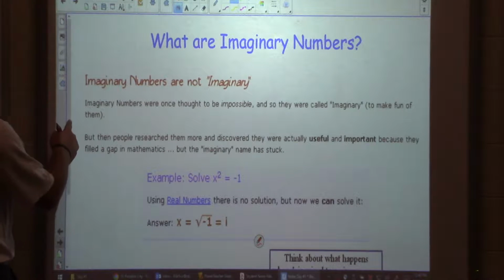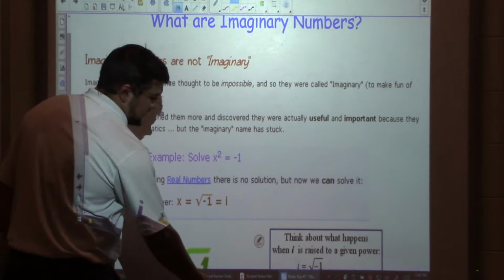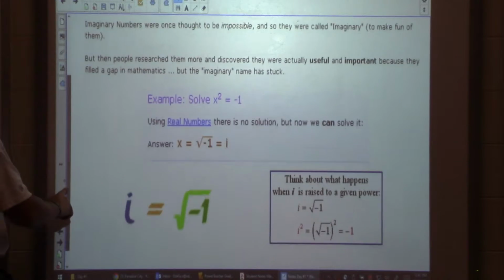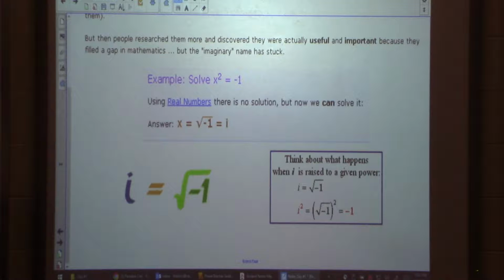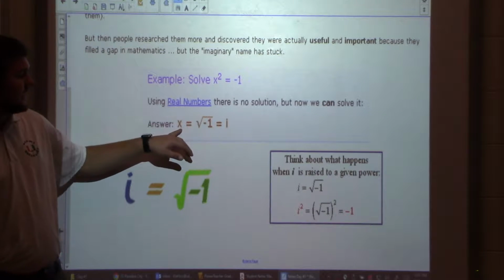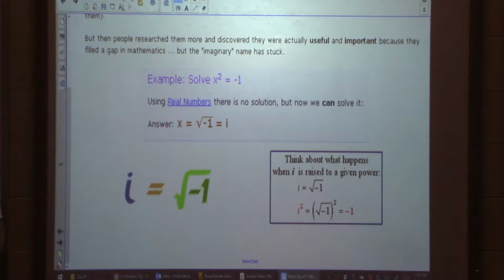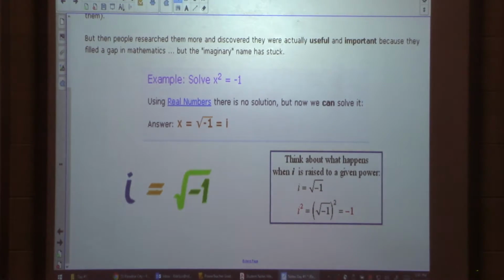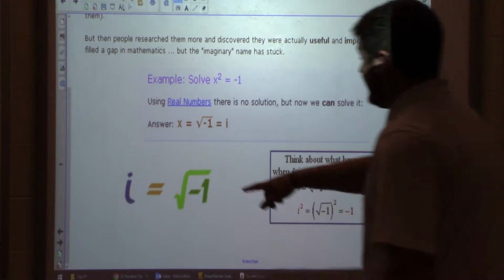So, imaginary numbers were once thought to be impossible. That's why they were named imaginary, right? They're not technically imaginary. They're actually there. They're just not a real number. The imaginary name has stuck with them. And what they've figured out is that when we're trying to solve x squared equals negative 1, you take the square root of both sides, x equals the square root of negative 1. You can't do that in your calculator. So you give that name to i. i is equal to the square root of negative 1.